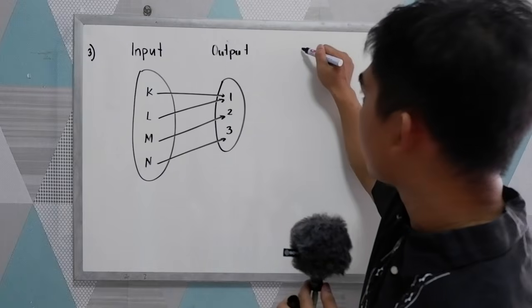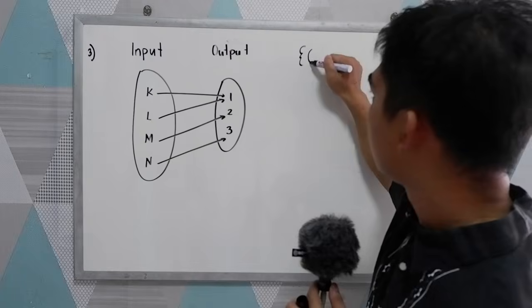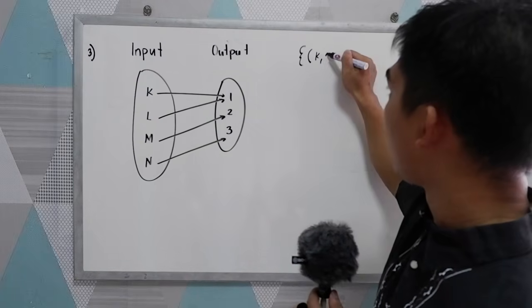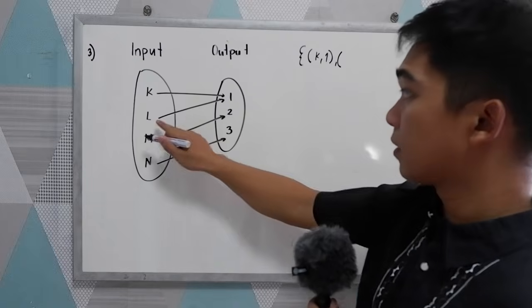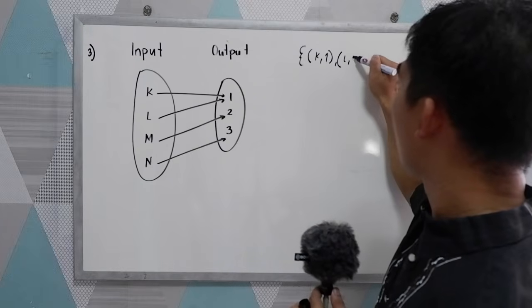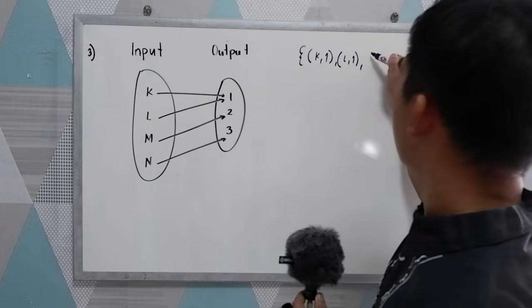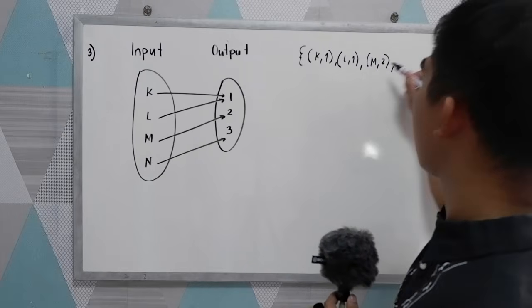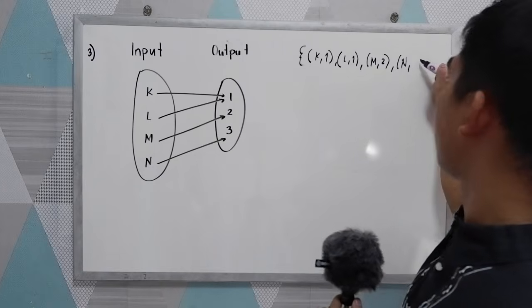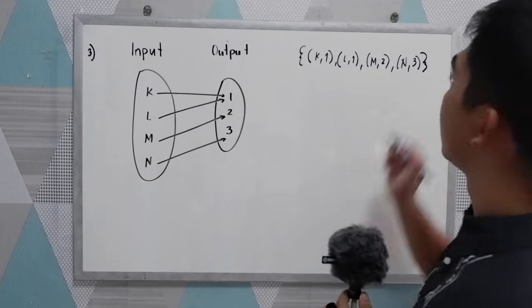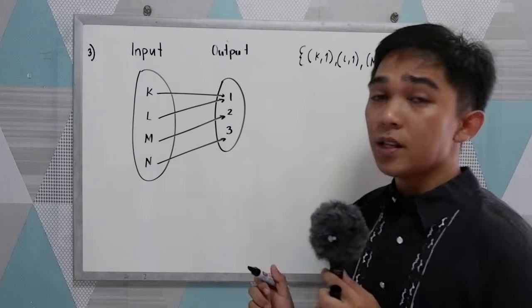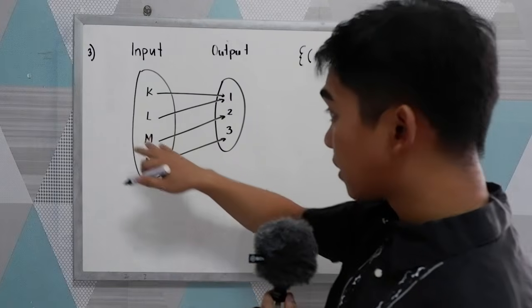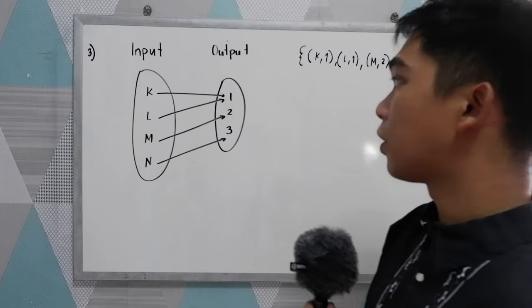So we can write this one as (K, 1), next (L, 1), (M, 2), and lastly (N, 3). Okay. And if you want, you can write your final answer. Just look in our diagram or mapping.